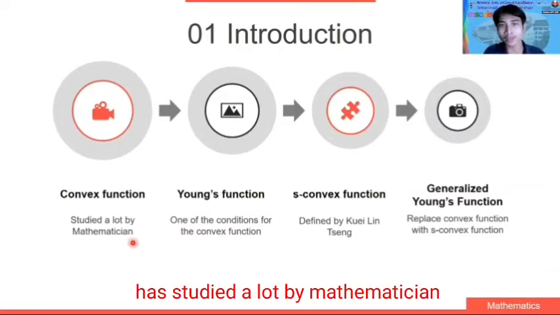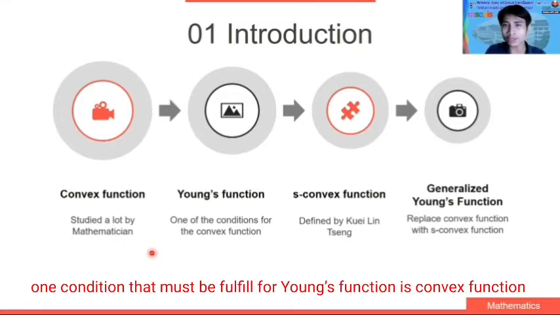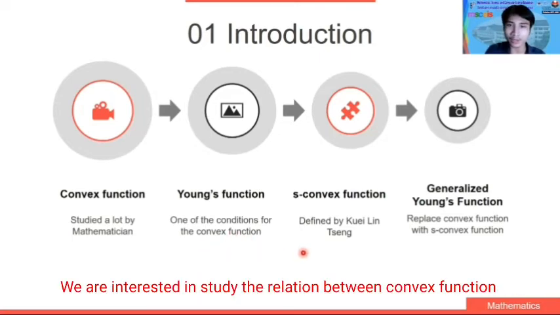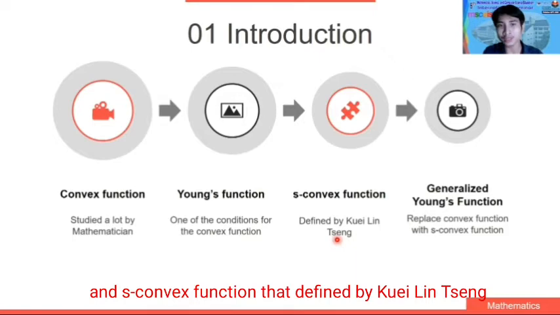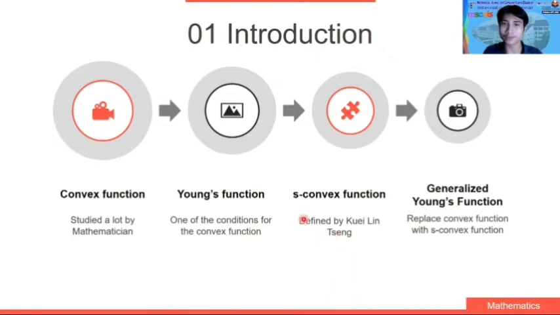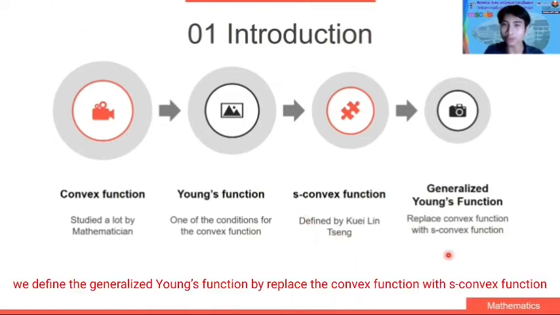Convex function has been studied a lot by mathematicians. One condition that must be fulfilled for a Young function is being a convex function. We are interested in studying the relation between convex function and S-convex function that was defined by Breckner. Moreover, we define a generalization of the Young function by replacing the convex function with S-convex function.